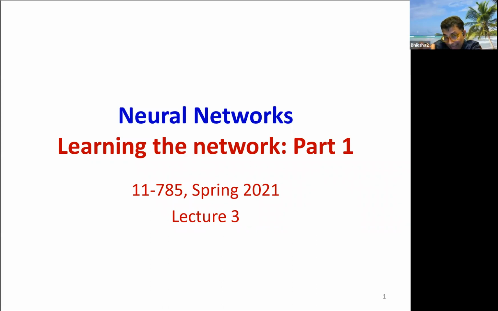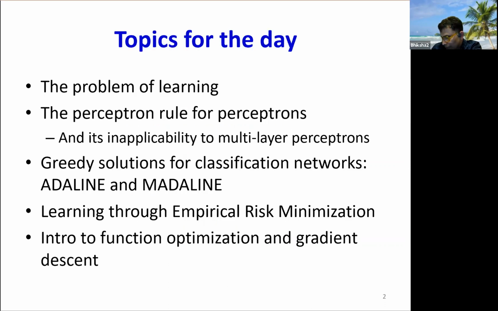But the keyword is can. The question is how? How do I compose this network? That's what we're going to begin talking about in the next few classes. So we're going to talk about training neural networks. The topics for today and the next several classes: we're going to talk about the problem of learning. Today we're going to talk about learning perceptrons. There are slides on greedy solutions for classification networks, Adaline and Madaline. And we're going to look at the concept of empirical risk minimization, and we'll begin introducing the ideas of function optimization and gradient descent, or at least ideas related to these.